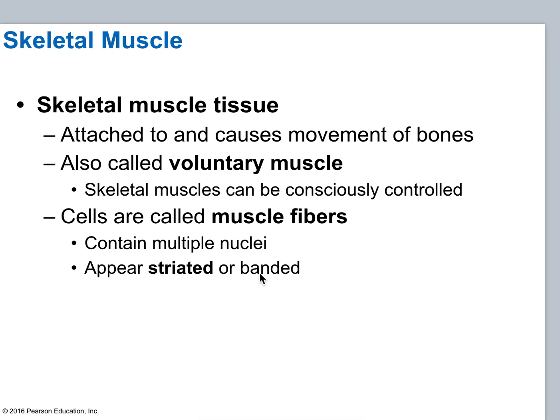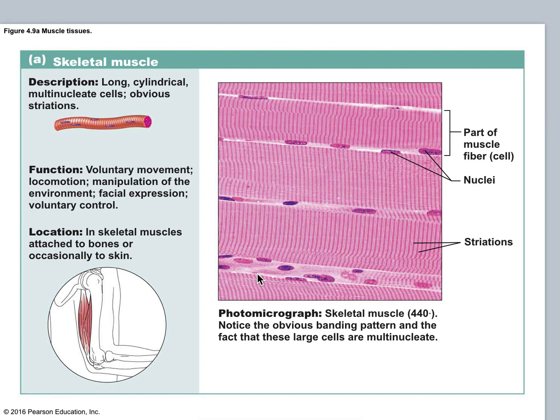And also these are striated or banded, and by that I'll show you a picture of what I mean by striated. Here's a picture of skeletal muscle with striated. Striations are the alternating bands of dark and light bands that run through the length of the muscle. So skeletal muscle is striated and it's under voluntary control. You need to remember those characteristics.